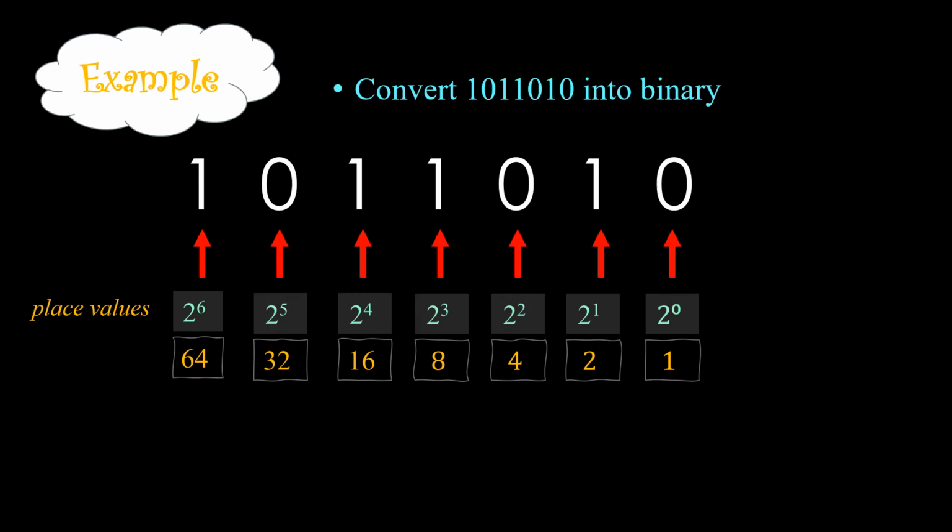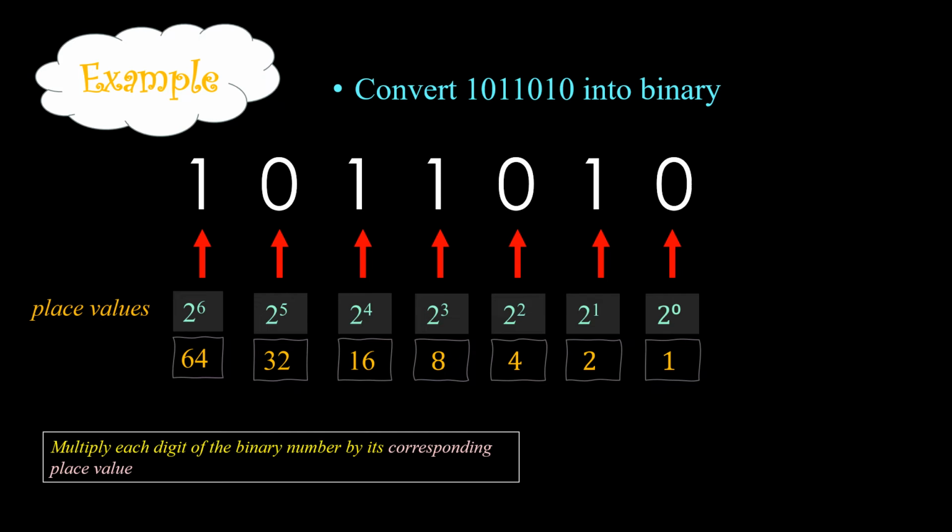Likewise, you have to write the place values for each digit below the given binary number, and then you have to multiply each digit of the binary number by its corresponding place value. Make sure to multiply each binary digit only by its corresponding place value, right? To multiply this, you have to write the number like this and multiply by its corresponding place value as I told you before.